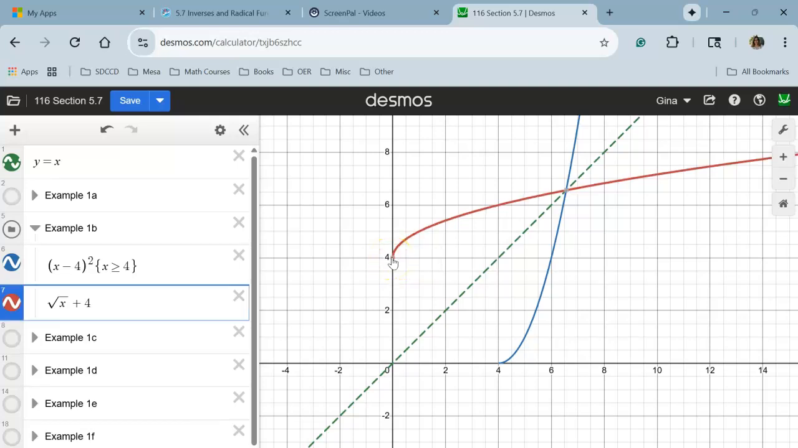So the domain for our inverse function is 0 to positive infinity. The range is going from 4 to infinity, whereas from our original function, the range was 0 to infinity. That matches the domain of the red. And the domain is from 4 to infinity, which matches the range of this one. So the domain and the range of the original function and the inverse function swap.